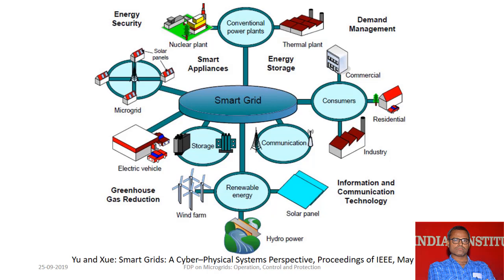Here is the conventional power plant. This is a microgrid which is connected, right? Electric vehicles. So they all can interact with one another. So we call this intelligent grid. They can interact and they can make the system more reliable. Okay, this is taken from this publication, smart grid from a cyber physical system perspective, right?